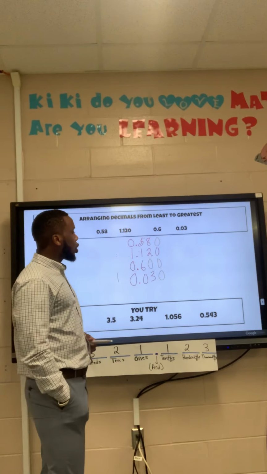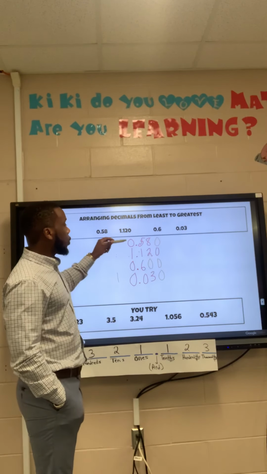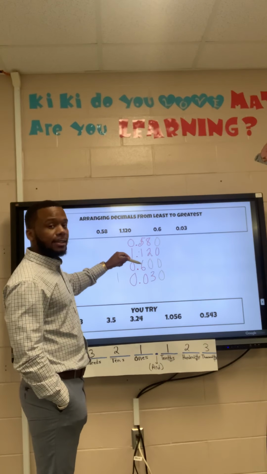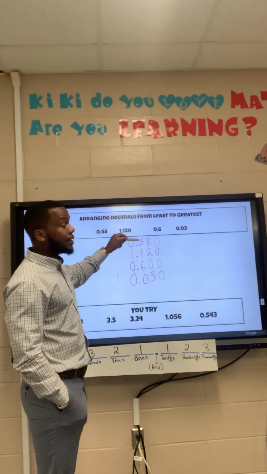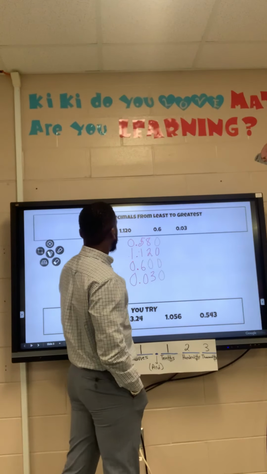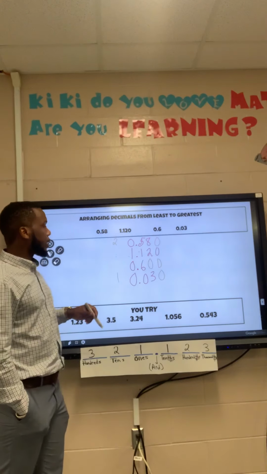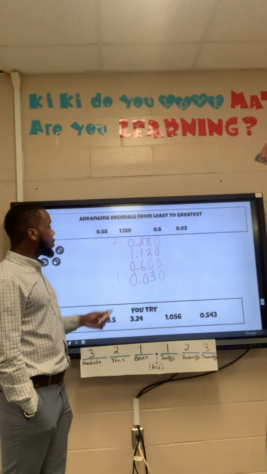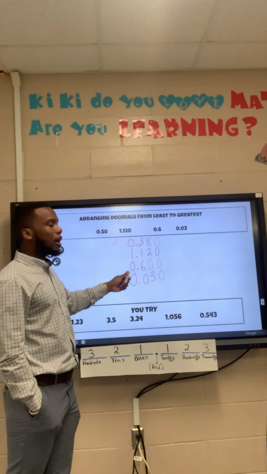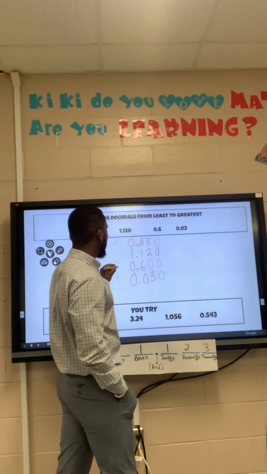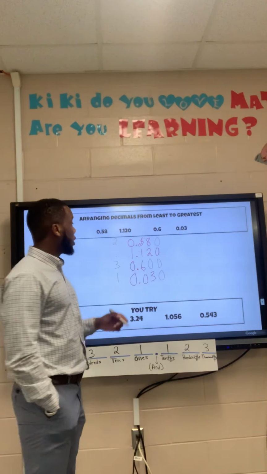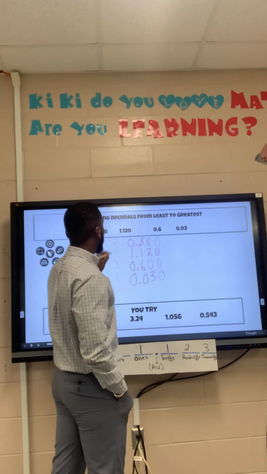All right, now I'm going to go back to the ones that had a 0. We already established that in the tenths spot, this had a 5 and this had a 6. 5 is smaller than 6, so I know that will be my second one from least to greatest. And the next one, we know 1 is bigger than 0, so 0 is smaller. So that's automatically number 3. And finally, the one with the 1 as a whole number would be the largest.